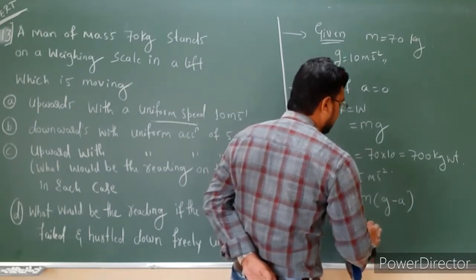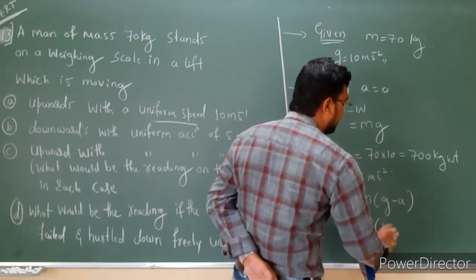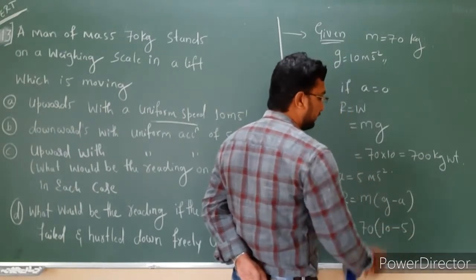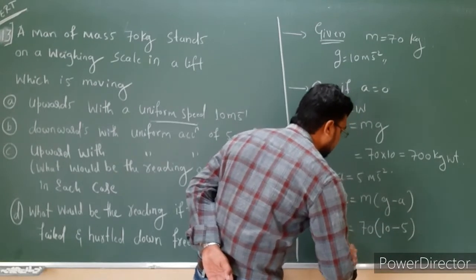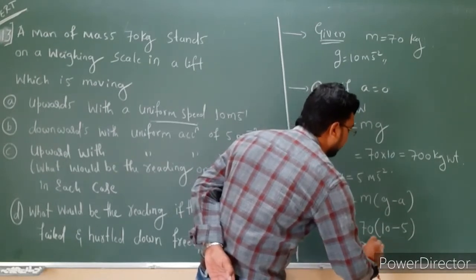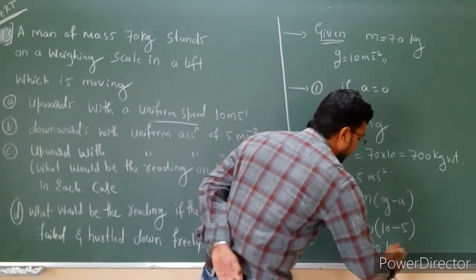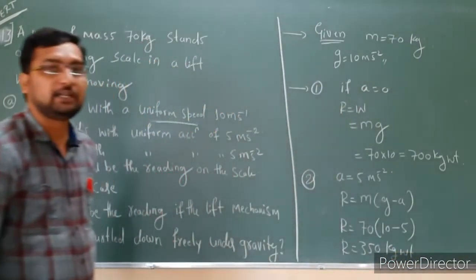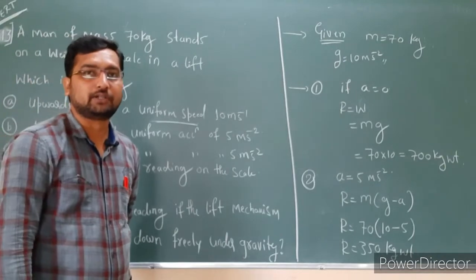Mass is 70, acceleration due to gravity value is 10, minus acceleration is 5. So 10 minus 5 is 5. 5 into 70, that is R is equal to 350 kg weight or Newton.